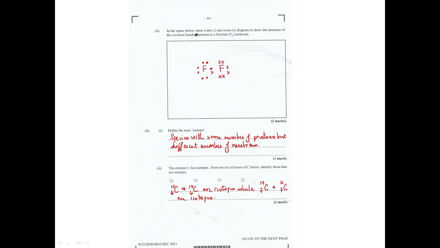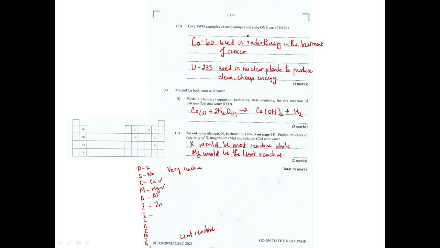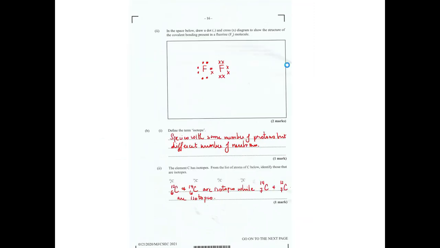Then they said in the space below, draw a dot and cross diagram to show the structure of the covalent bonding present in a fluorine molecule. If we go back here, we would see that fluorine is the 9th element. So therefore we would have 9 electrons. Again, this is when fluorine is a neutral element.